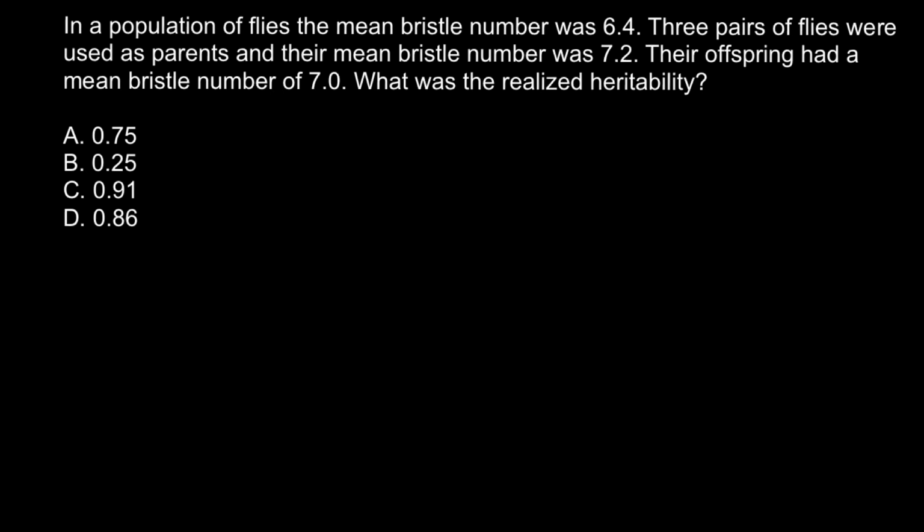Hi, this video is going to be about quantitative genetics, breeding and selection. And here's a problem. In a population of flies, the mean bristle number was 6.4. 3 pairs of flies were used as parents and the mean bristle number was 7.2. The offspring had a mean bristle number of 7.0. What was the realized heritability?